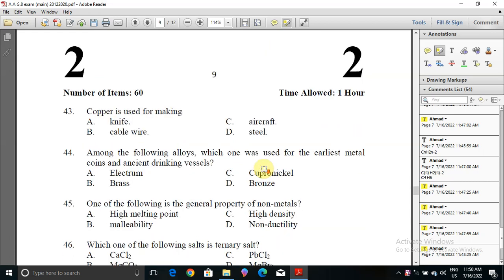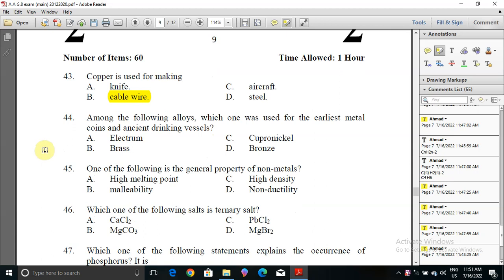Now question number 43, copper is used for making knife, cable wire, aircraft, or steel. He is asking about the uses of copper, right? So that means it will be the cable wire. Now question number 44, among the following alloys, which one was used for the earliest metal coins and ancient drinking vessels? It will be the electrum.